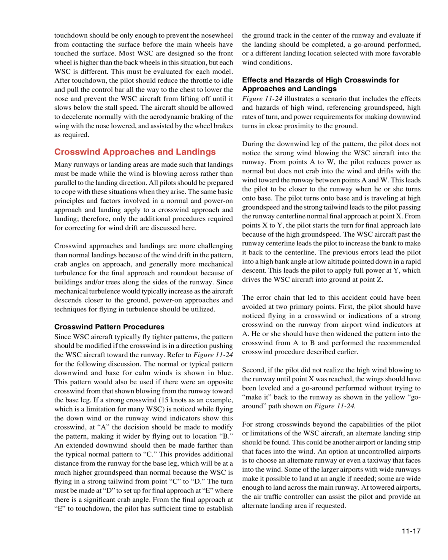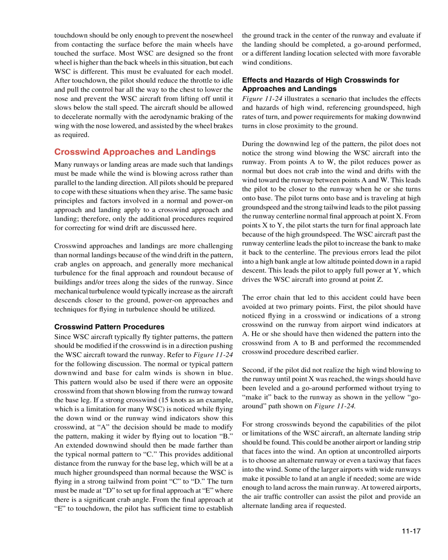Effects and hazards of high crosswinds for approaches and landings. Figure 11-24 illustrates a scenario that includes the effects and hazards of high wind, referencing ground speed, high rates of turn, and power requirements for making downwind turns in close proximity to the ground. During the downwind leg of the pattern, the pilot does not notice the strong wind blowing the WSC aircraft into the runway. From points A to W, the pilot reduces power as normal but does not crab into the wind and drifts with the wind toward the runway between points A and W. This leads the pilot to be closer to the runway when he or she turns onto base.